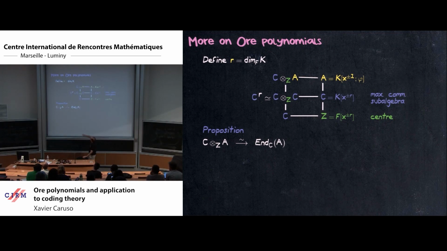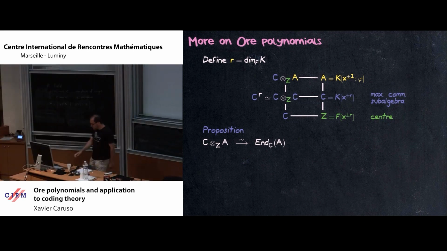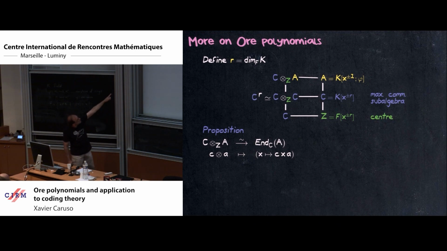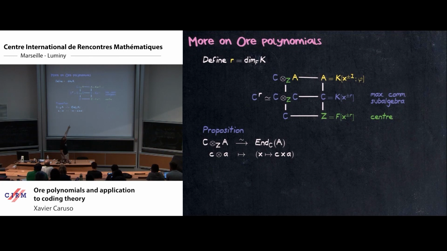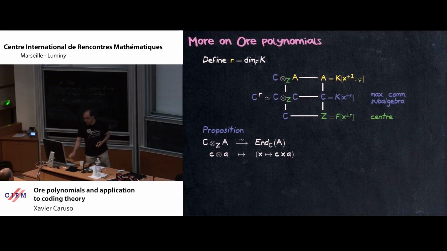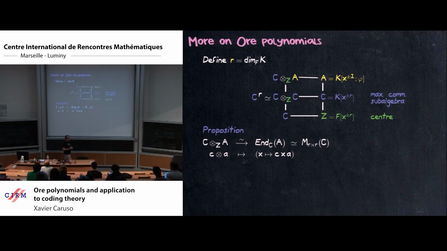C tensor A is isomorphic to the algebra of C-linear transformations of A. So the mapping is the following: C tensor A maps to the transformations where C acts by multiplication on the left, and A acts by multiplication on the right. And the important point is that A is a C module, of course, but which is free of rank r. The basis, for instance, is 1, x, x squared, x cubed, up to x to the r minus 1. And so this is just a matrix algebra over C with r rows and r columns.